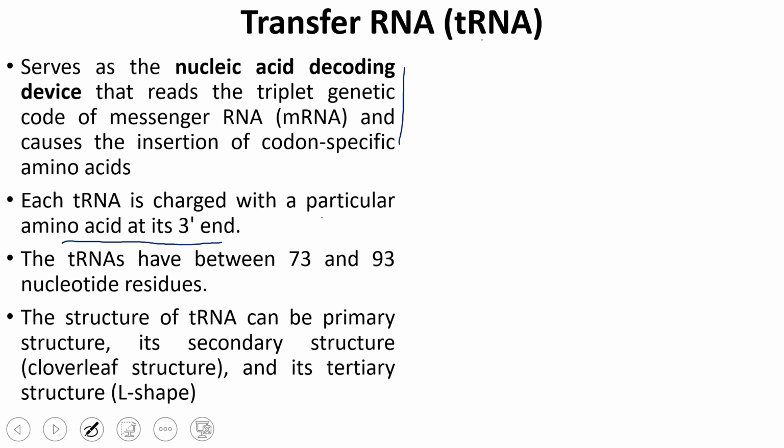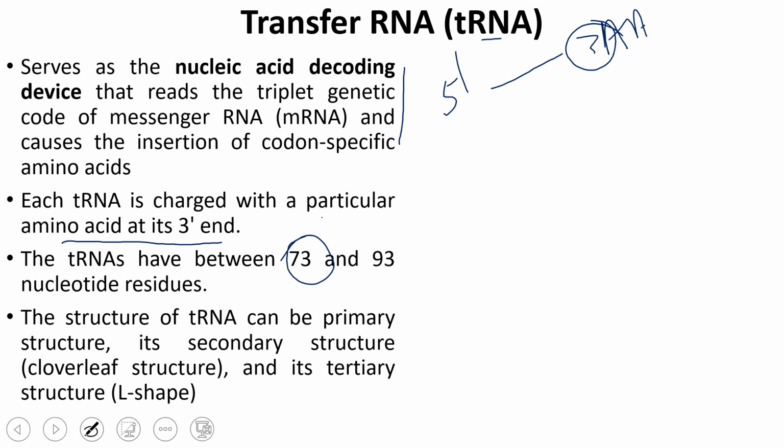Now since it is RNA, obviously one end will be the 5' end, and the other end will be the 3' end. So at the 3' end it is going to join with an amino acid. Roughly, tRNAs are 73 to 93 nucleotides long, meaning below 100 nucleotides and longer than 70 nucleotides. So roughly on average they are 90 to 93 nucleotides.